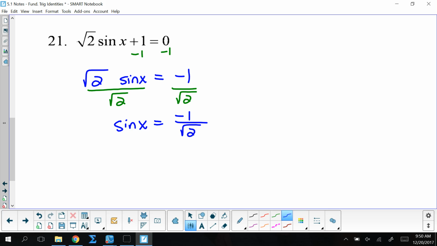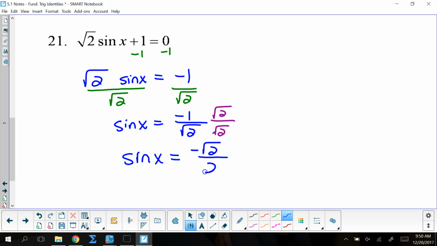Do I like negative 1 over the square root of 2? No. I would rationalize that. So that gives me the sine of x equals negative square root of 2 over 2. Where on the unit circle is the sine of x equal to negative root 2 over 2?